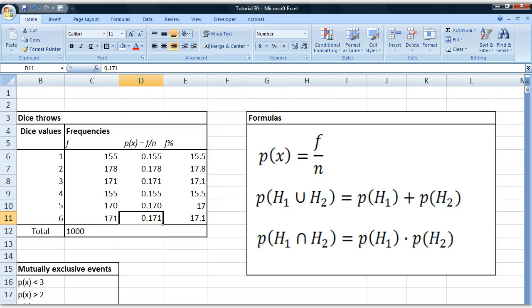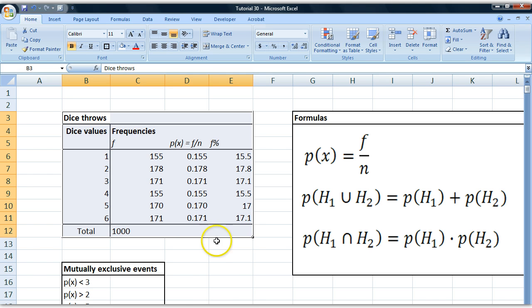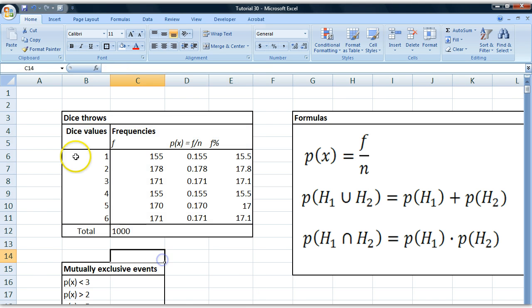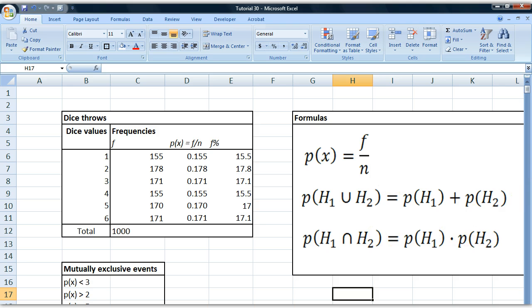Today we're going to talk about probabilities, and I've included the probability distribution table from our last tutorial. In this case it's throwing a dice and you get different dice values here. We've done this 1,000 times, and based on the results we got 155 throws for 1 and 170 throws for 5. We've calculated some empirical probabilities, and we're going to use this to calculate the probabilities of throwing different values of x. These are the formulas we're going to be using.